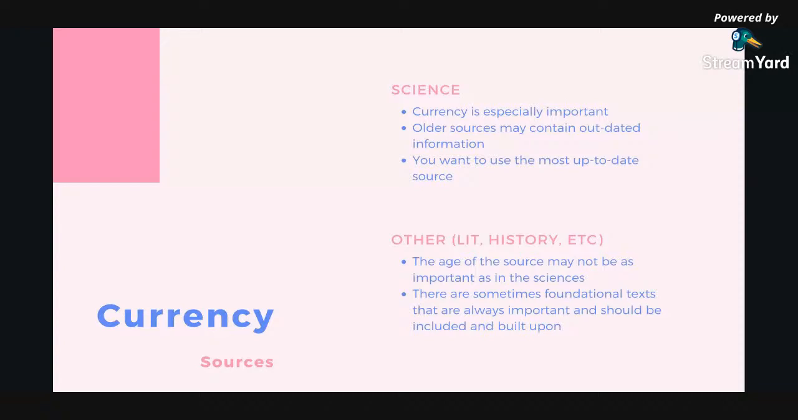There are sometimes foundational texts that are always important and should always be included and built upon. So those are things that are always pretty important regarding currency for sources, like having literature and history in there. Those are all fine usually to have.